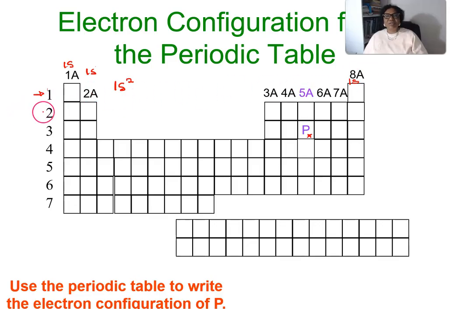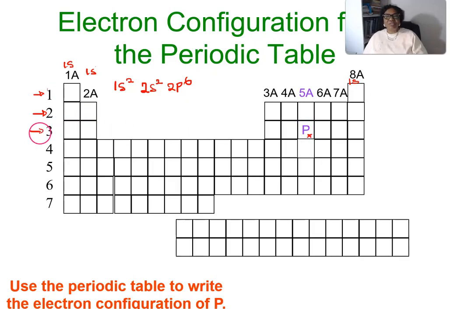Then we go to period 2. So we are going to write 2. The S block is 2 boxes, which represent 2 electrons, so 2s2. Then we go here. We have this 2, and this is the P block. We count 1, 2, 3, 4, 5, 6 electrons. We have to do that until we get to phosphorus, until we get here.